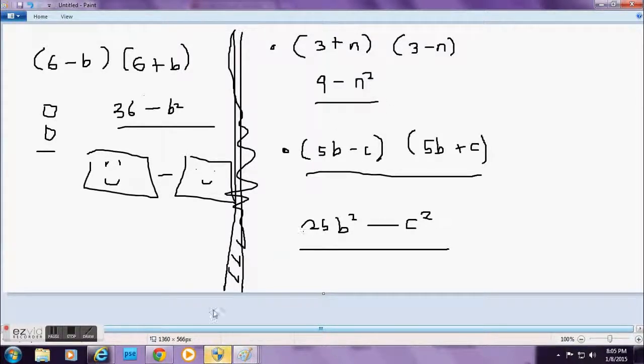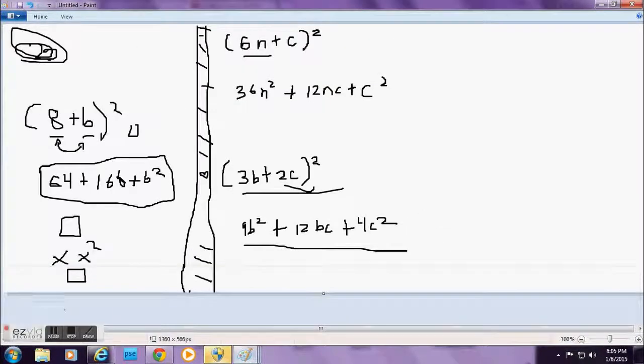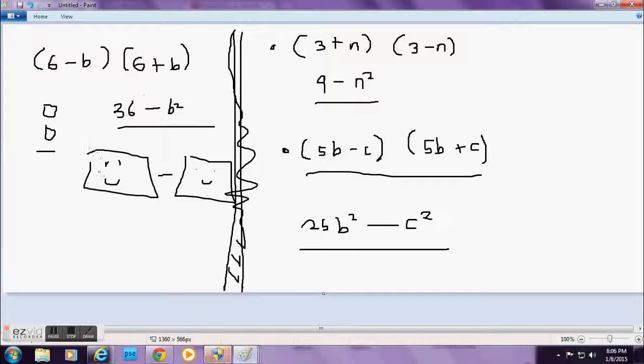So the first type, you square the first term, take twice the product of the first and second term, and then square the last term. And this one is the square family holding hands: always square the first term, put the minus, and square the last term.